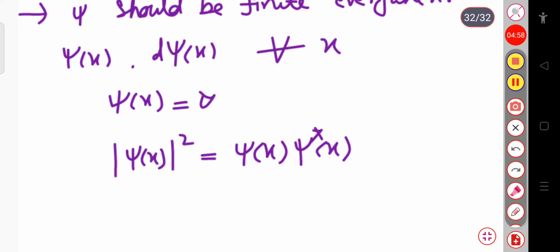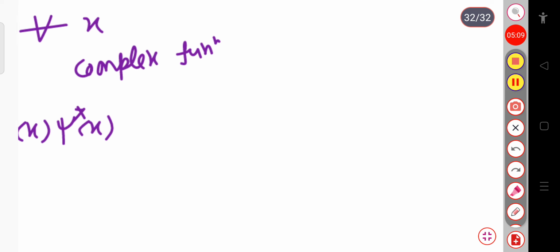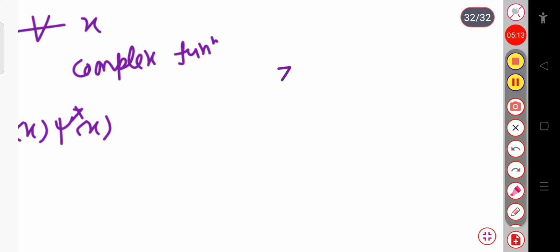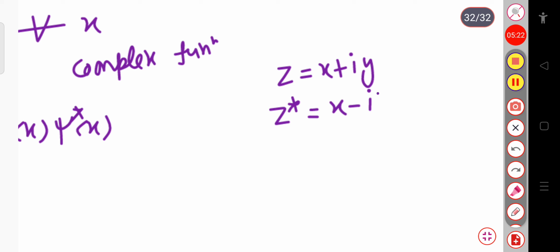In my first lecture I have already told you that this psi of x is a complex number, a complex function actually. Complex function means, as we have already discussed in mathematical physics, z equal to, suppose, x plus iy is a complex number, then its conjugate is simply written as x minus iy. Similarly, if z is a complex number, exponential ix, then its conjugate z star will be equal to exponential minus ix.